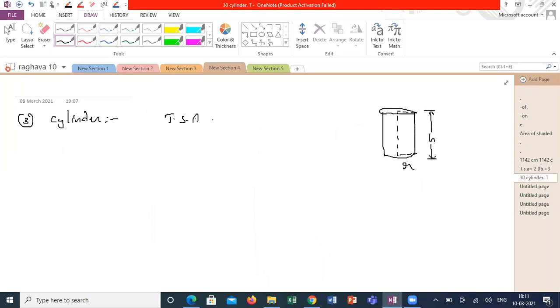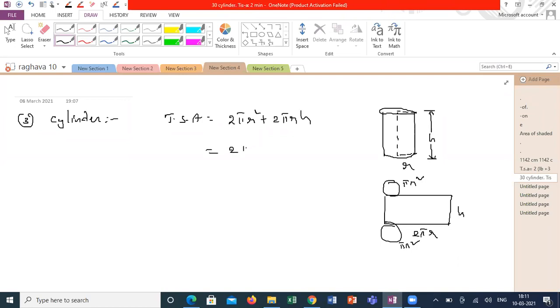What is the total surface area of the cylinder? Anyone? 2 pi r into r plus h. So if we open, it will look like this. It's like a rectangular sheet of h into 2 pi r and two circles, pi r square, pi r square. So this is 2 pi r square plus 2 pi r h. If I take 2 pi r common, 2 pi r into r plus h. And curved surface area is only 2 pi r h. Volume is pi r square h.